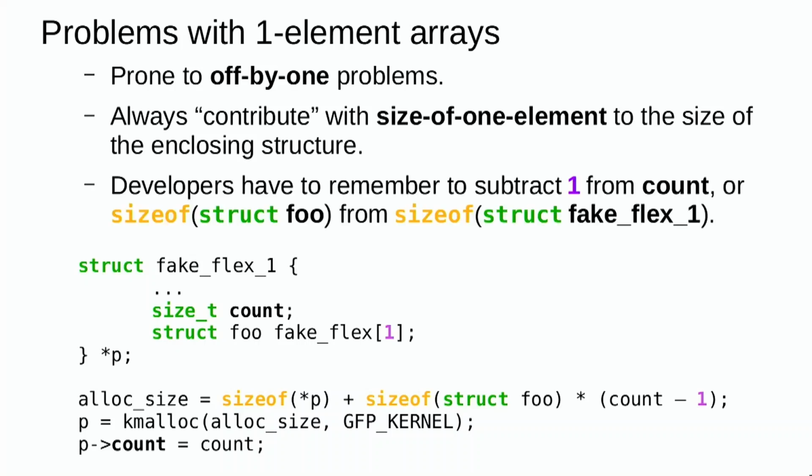So developers, when they use these types of objects, need to be aware at all times that they are using a structure that contains that extra size for the array. That's problematic because whatever calculation or computation you want to do with the size of the structure, you are always going to need to subtract the size of that one element.